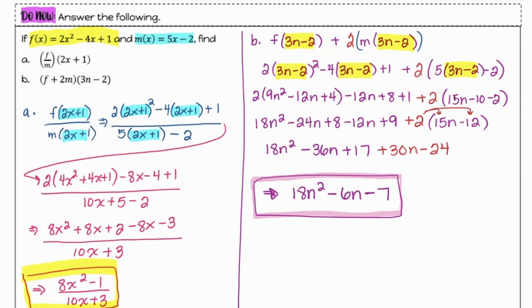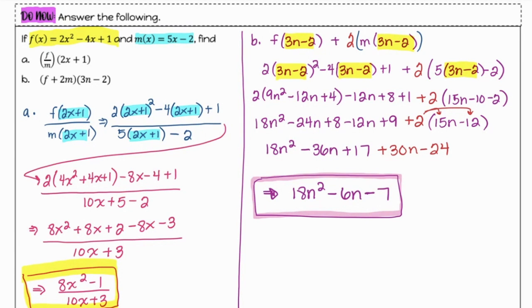So here are my two answers. Part A, we have our two functions, f function, where my input is 2x plus 1, and my m function, where the input is 2x plus 1. I've input it into the functions itself. I did my algebra, and I ended up at 8x squared minus 1 divided by 10x plus 3.